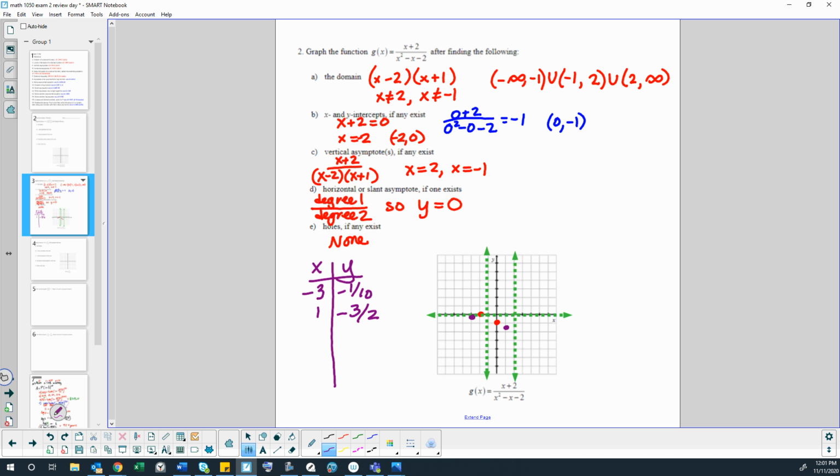Then, just double checking on my numbers, sorry. Maybe 1 at 3. So plug in 3, we get 5 over 1 times 4. So 5/4. So that would be about right there.